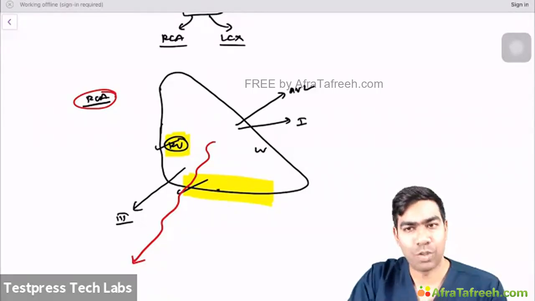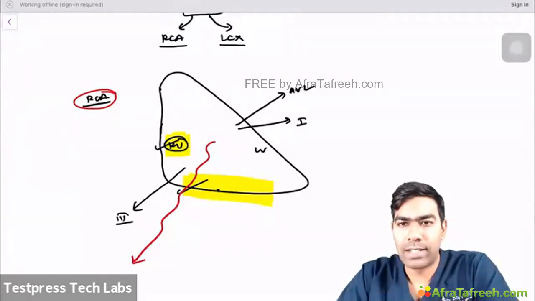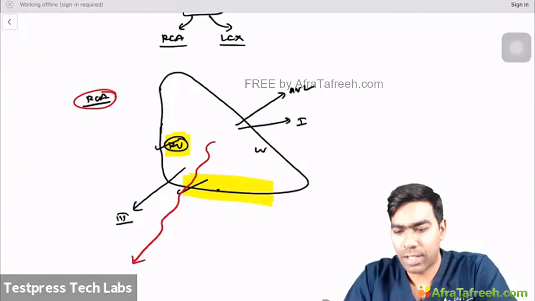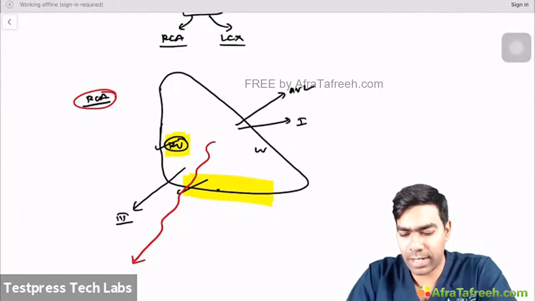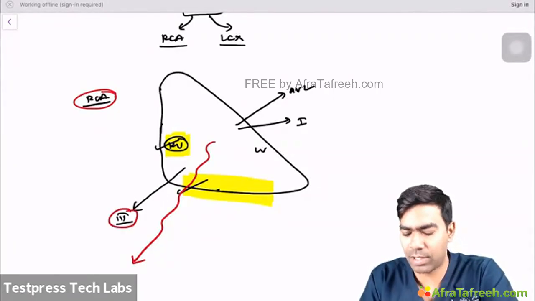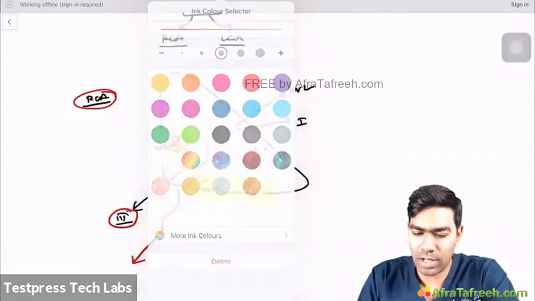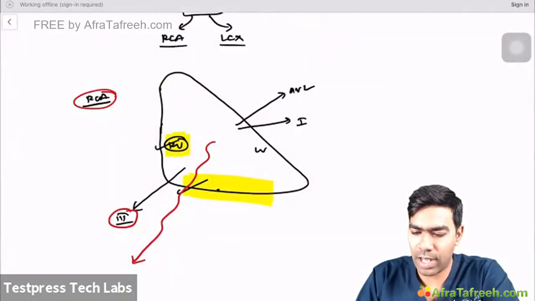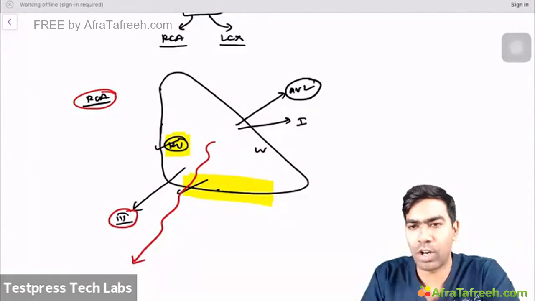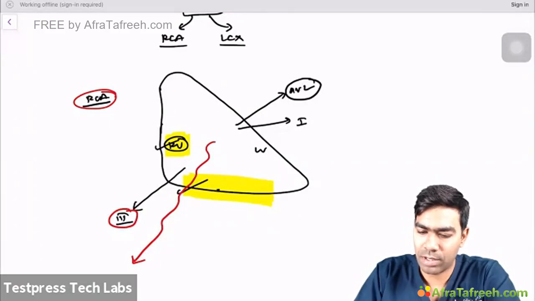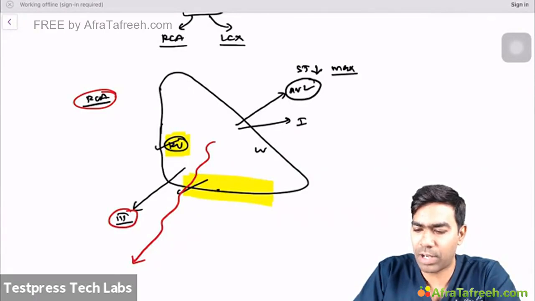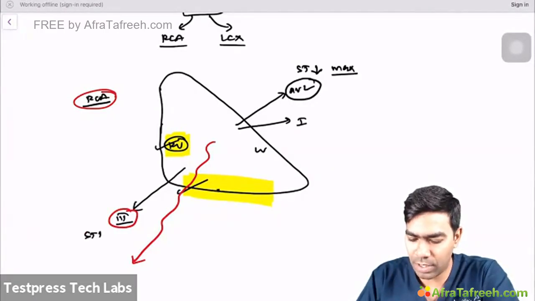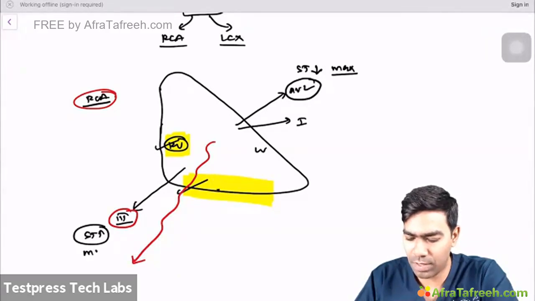Clear? So usually, that's an injury current that's moving on. That's towards the right side, which means the ST elevation that we are going to get in lead 3 is going to be more. And because the injury current is more oriented towards this particular direction, the ST depression in AVL is going to be more compared to the other leads. So the ST depression in lead AVL will be maximum compared to all the leads, and ST elevation in lead 3 among all will be maximum.